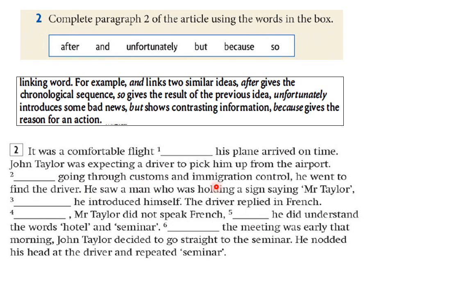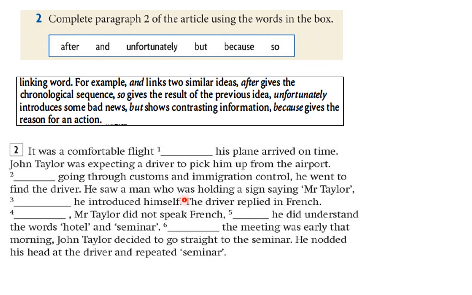He saw a man who was holding a sign saying Mr. Taylor. He introduced himself. He saw a man who was holding a sign saying Mr. Taylor. This is like an idea. He introduced himself. This is like a result. So we can say, so he introduced himself. Because he saw a man who was holding a sign saying Mr. Taylor, so he introduced himself.